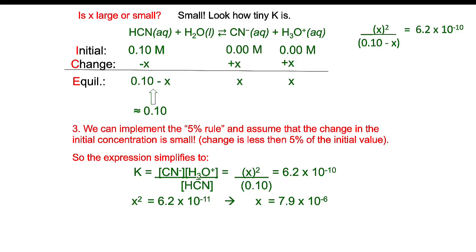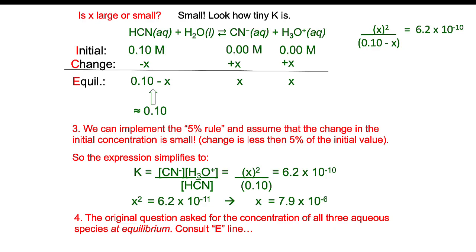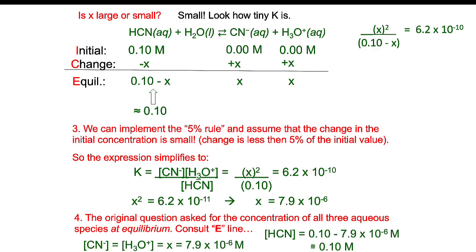And so with this approximation, we turn it into the following. X squared over 0.10 equals 6.2 times 10 to the negative 10, and we solve for X equals 7.9 times 10 to the negative 6. And indeed, this is really, really small. So because of this, we can say our correction works, our 5% rule is just fine, and this is acceptable, right? So because this value of X is so small, we can accept the implementation of the 5% rule that we did.